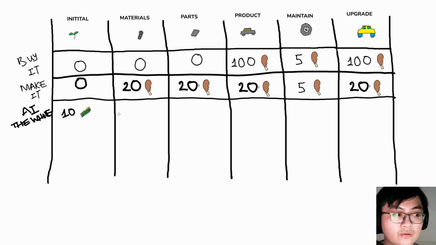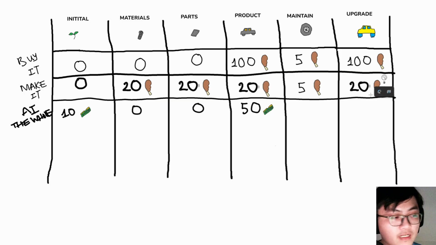Now for the materials, we don't make material here, so this should be zero cost as well, and zero cost for the parts too. And for the product, I think it should be 15, maybe 15 sticks of RAM. And for the maintenance, since every time we make the product we will AI the whole thing, the maintenance cost should be maybe around 20 sticks of RAM.